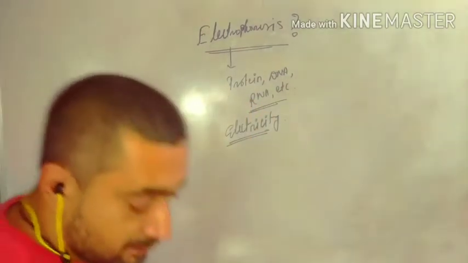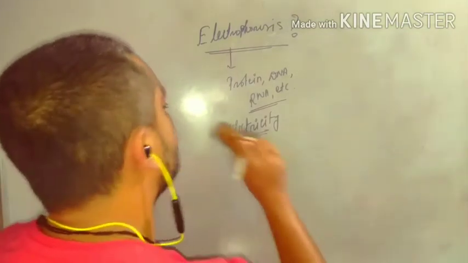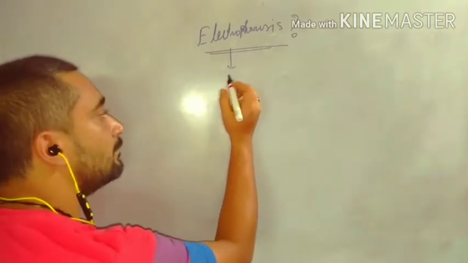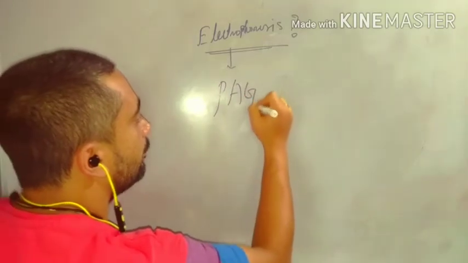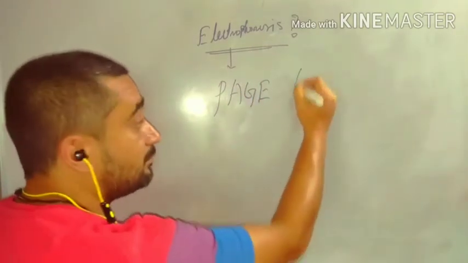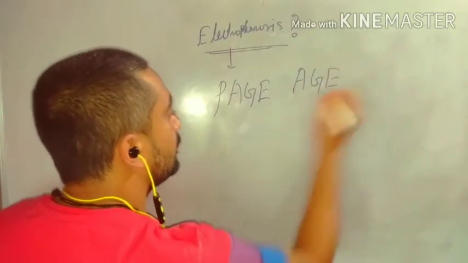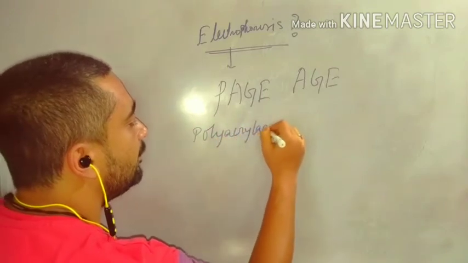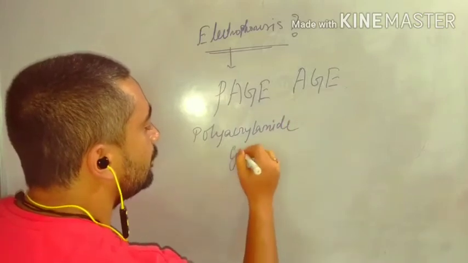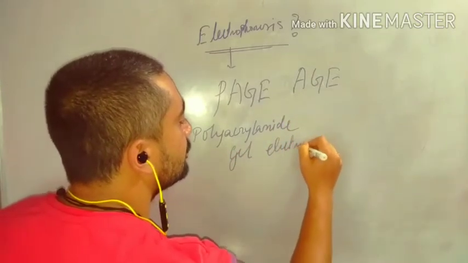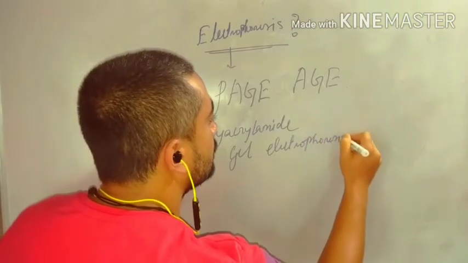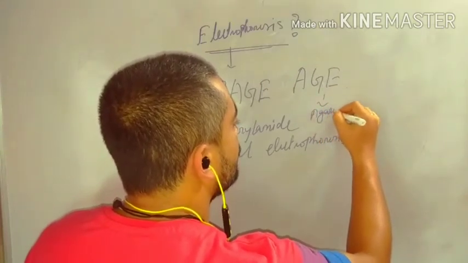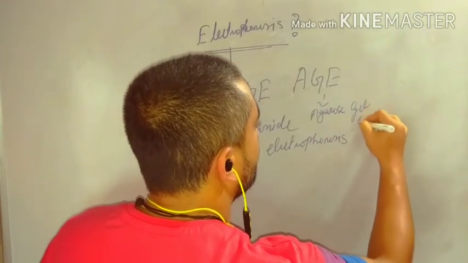Now, there are two kinds of electrophoresis which we do today. One is PAGE, the other one is AGE. PAGE stands for polyacrylamide gel electrophoresis, whereas AGE stands for agarose gel electrophoresis.